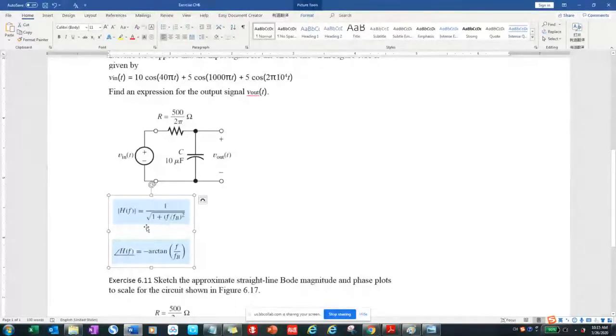For the low-pass filter, the transfer function for the magnitude, H(f), is equal to 1 over the square root of 1 plus (f over fB) squared. And the phase angle is equal to negative arctangent of f over fB. We are going to base our calculation on these two formulas so that we can figure out what will be the output.